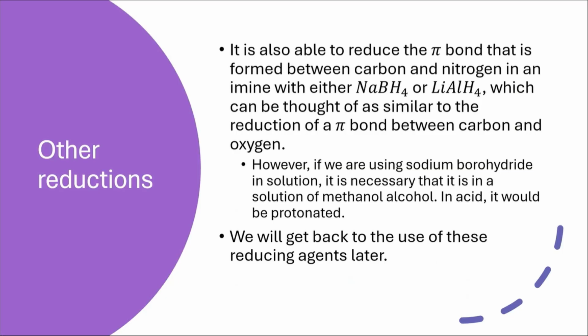It's also possible, and this is not going to be carbonyls, to reduce the pi bond between carbon and nitrogen in an imine with either sodium borohydride or lithium aluminium hydride. You could think of this as being similar to the reduction of a pi bond between carbon and oxygen. However, if we're using something like sodium borohydride in solution, then it's necessary that it's in a solution of methanol instead. And in acid, it will be protonated. So we'll get back to the use of these reducing agents later, namely with other functional groups.